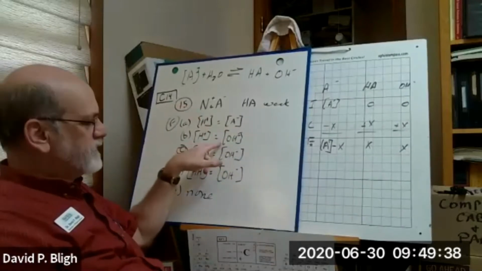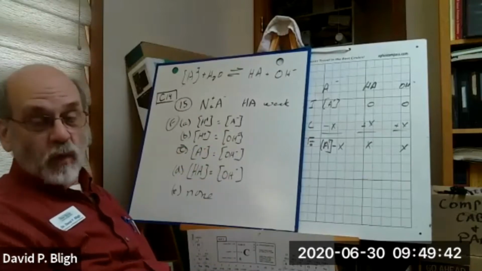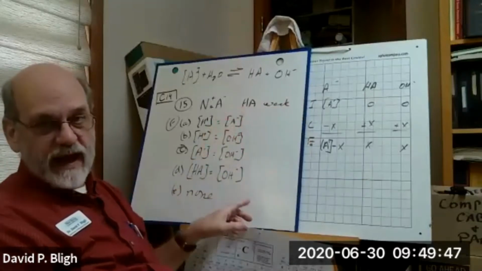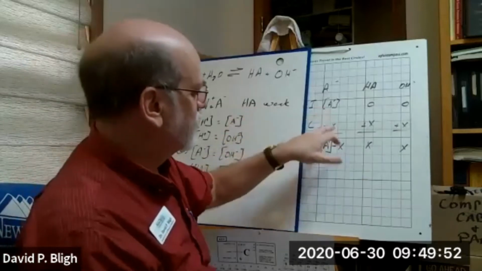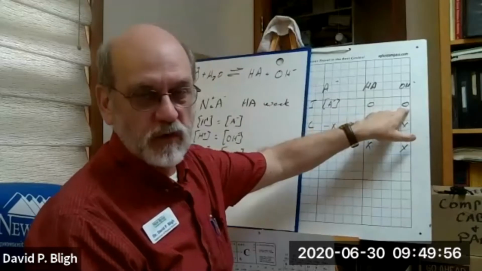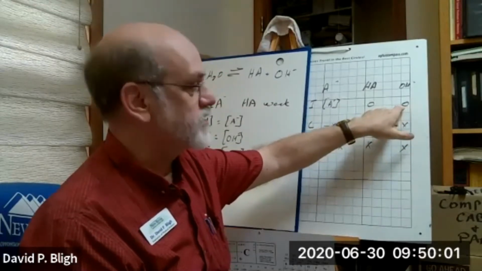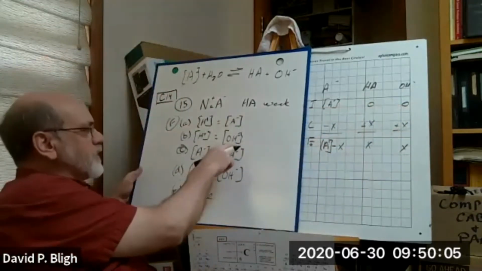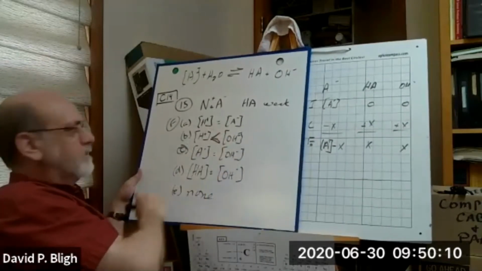How about this one? Is that one equal to hydroxyl? Well, it was before we added the conjugate base of a weak acid. But once we added it and it dissociated, now you've got a strong base that's going to react with any hydrogen ions that are there. So this is false. That actually should be greater than.